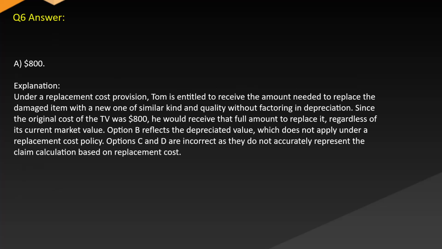Answer: A. $800. Explanation: under replacement cost provision, Tom is entitled to receive the amount needed to replace the damaged item with a new one of similar kind and quality without factoring in depreciation. Since the original cost of the TV was $800, you would receive that full amount to replace it, regardless of its current market value. Option B reflects the depreciated value, which does not apply under a replacement cost policy. Options C and D are incorrect as they do not accurately represent the claim calculation based on replacement cost.